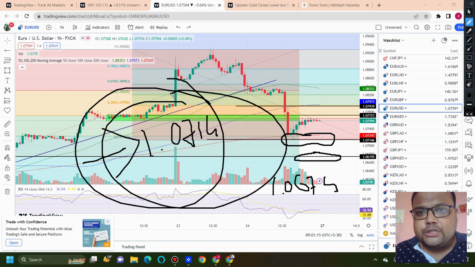So these are the trading opportunities that I see on the chart of Euro USD. If I have missed anything, write down in the comment section. I would love to learn.